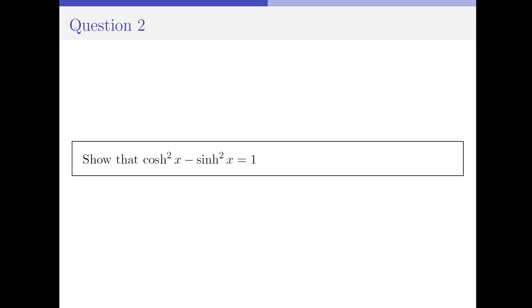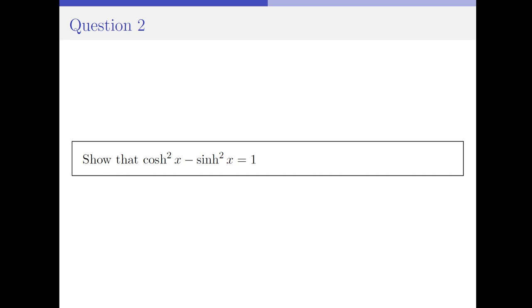So this question is formulated as a show that question. That means you need to start at one side of the equation and your final answer should be the other side of the equation. So before you embark on this question, you need to decide: are you going to start at the left-hand side or the right-hand side? In this question, it makes sense to start with the left-hand side because you can't really do much with a 1. So we're going to start with the left-hand side.